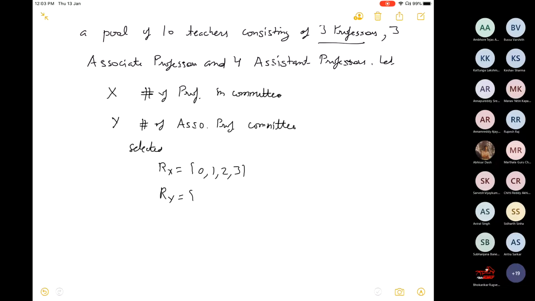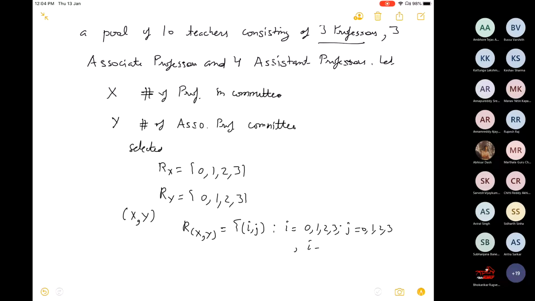So 0, 1, 2, 3. But x comma y can take value i comma j such that i is 0, 1, 2, 3, j is also 0, 1, 2, 3, such that i plus j is less than or equal to 3. This should also be satisfied.